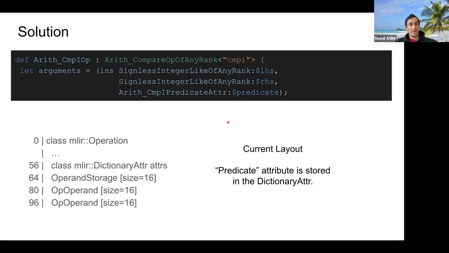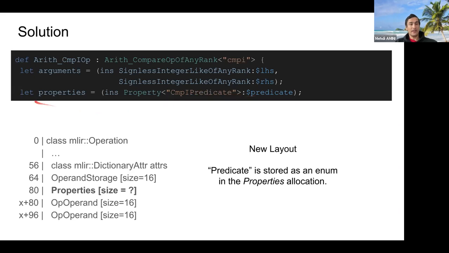All right, so how does it work? We saw the current layout. We have an operation, right? And we just have the dictionary attributes here, which will contain the predicate plus the discardable attribute. Instead, I'm adding a new properties entries in ODS that can describe properties. So we can move the predicate into properties. When we do that, we have a new allocation here that can store the predicate directly as a member of the class. And now the offset has to be computed. So what is going to be the offset? Because we don't know what the properties are beforehand.